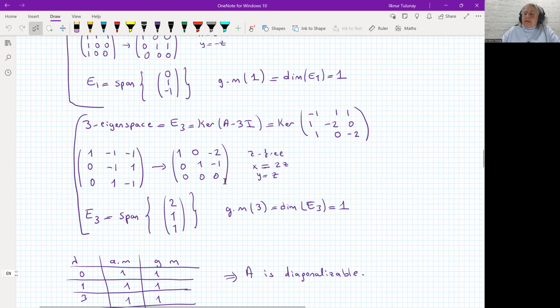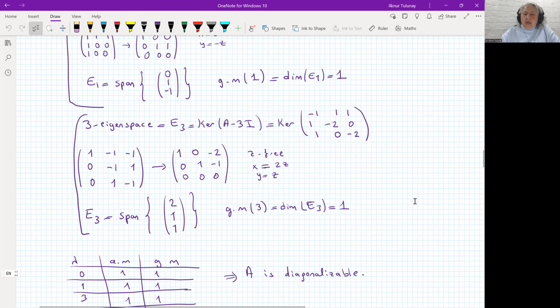Again, the last row says that z is a free variable, and the first row says x minus z is equal to 2z... x is equal to 2z, and y is equal to z, and z is a free variable. If you say z is equal to lambda, you will get (2, 1, 1) as the basis of this kernel space. So we have one basis vector for this eigenspace. The geometric multiplicity of the eigenvalue 3, which is the dimension of E3, is 1.